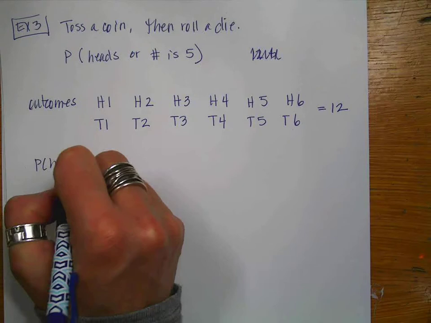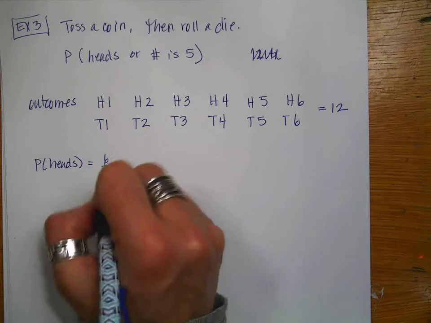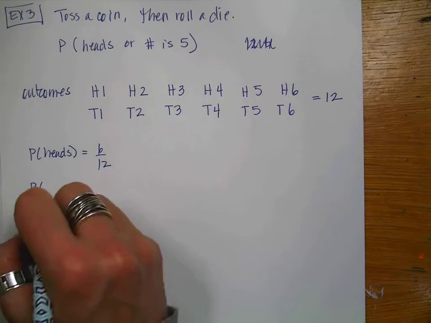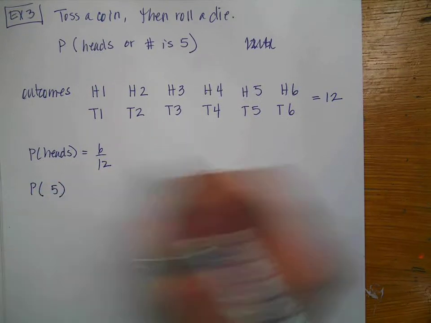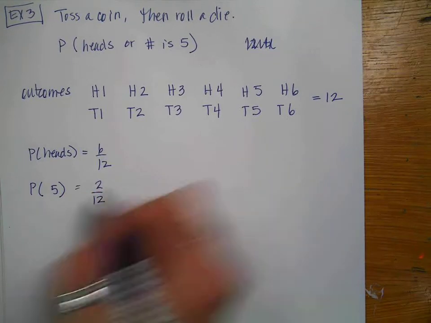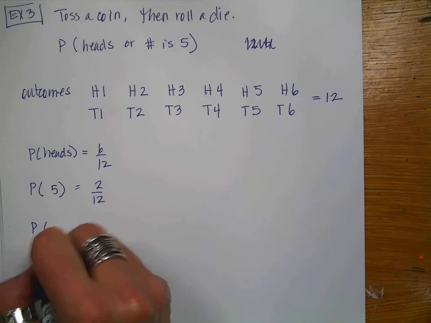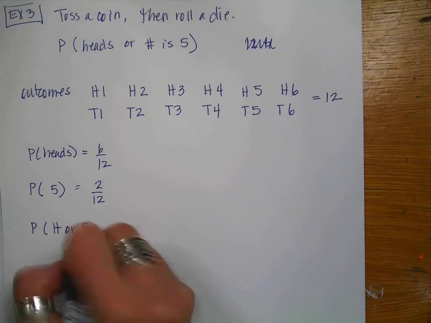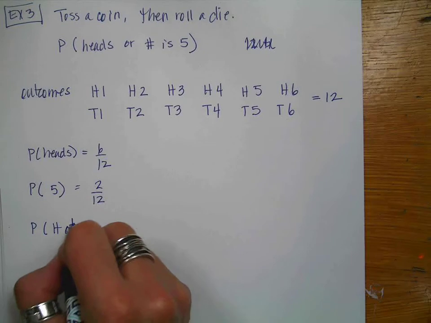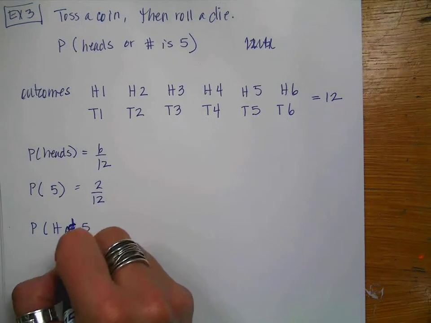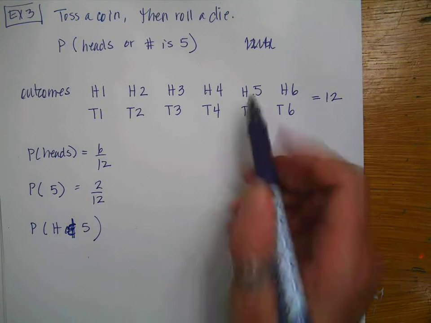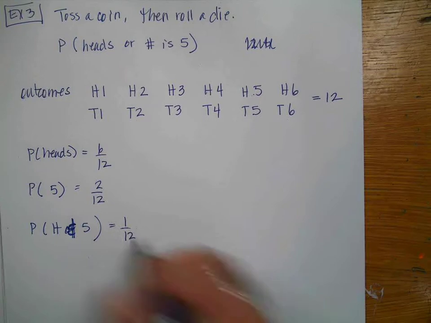Okay, so the probability of getting a heads is going to be 6 out of 12, and remember, I'm not going to reduce the fraction. The probability of getting a 5 is right here. There are 2 out of 12, and then the probability of a heads or a 5, sorry, I need to do the and. Let's make that, there's the and. The probability of heads and a 5 is just this guy right here, right?